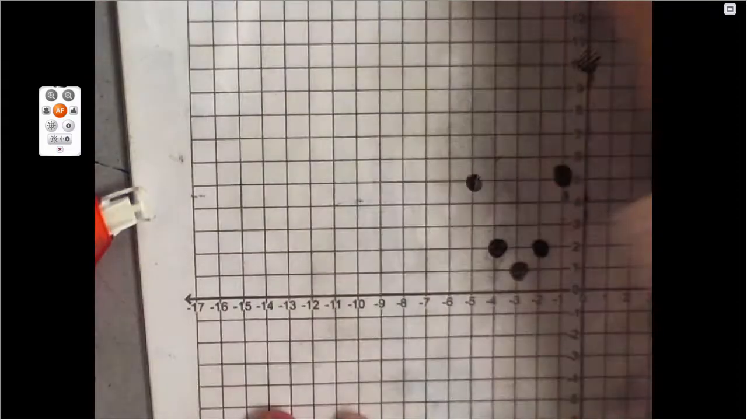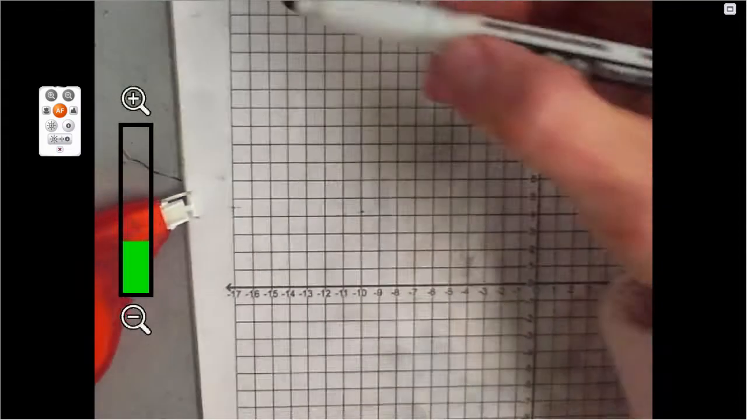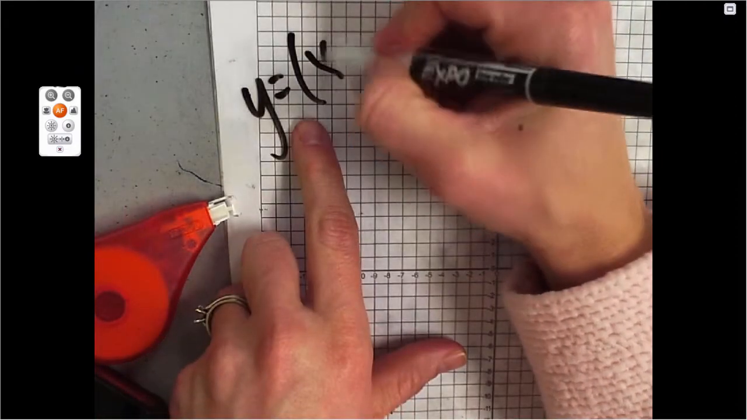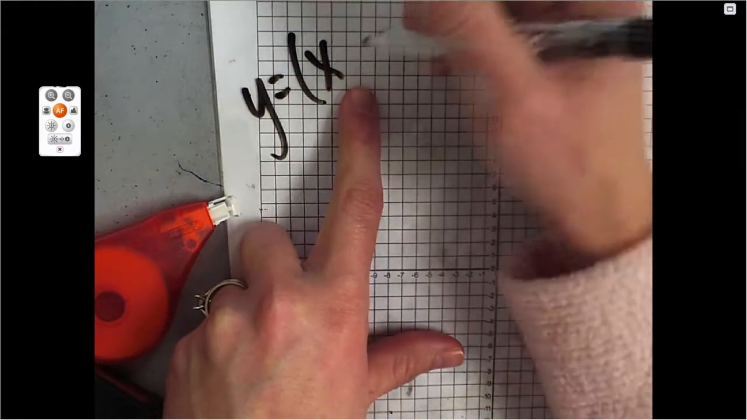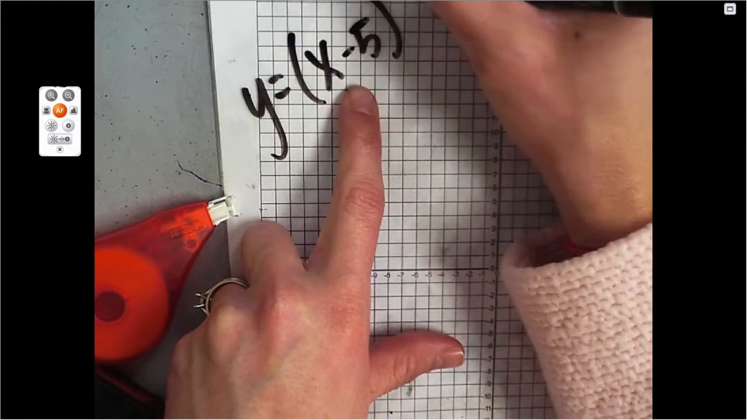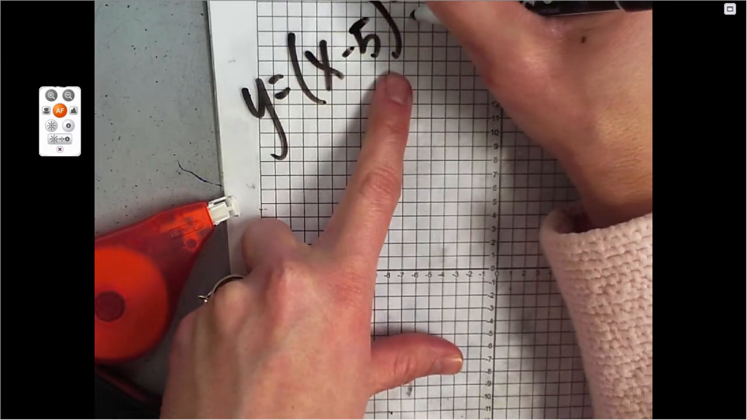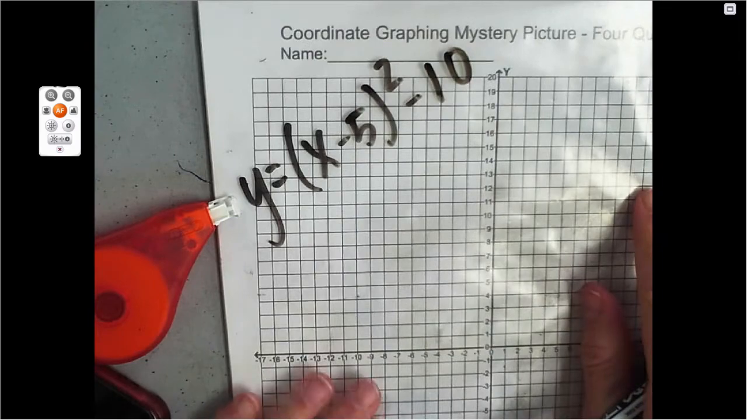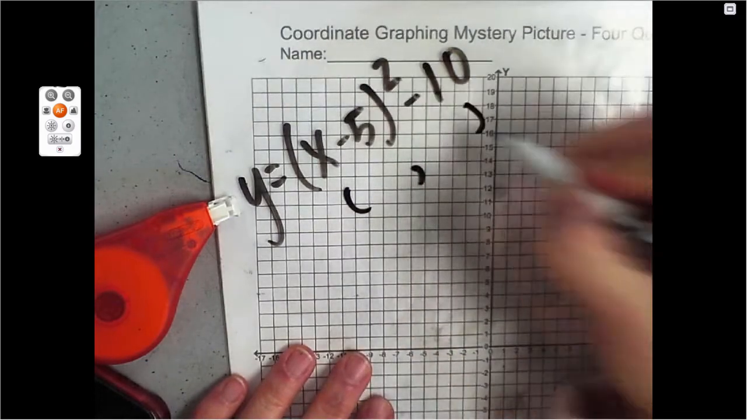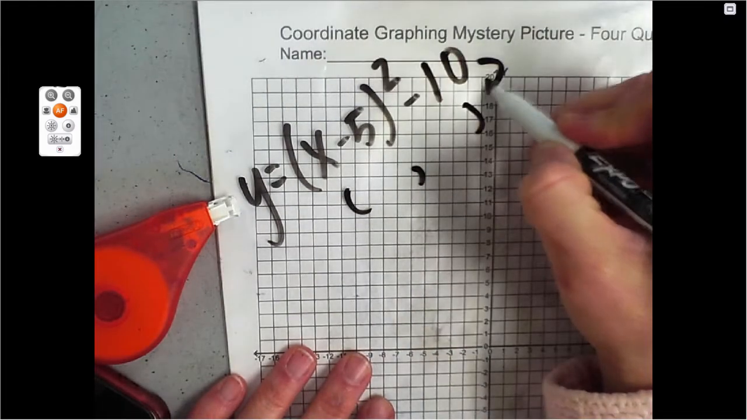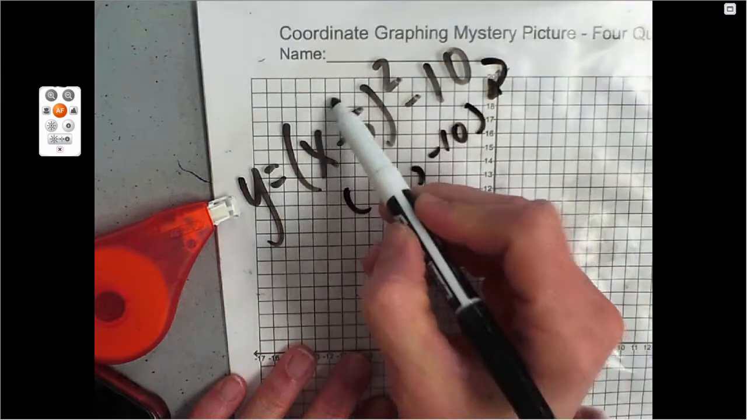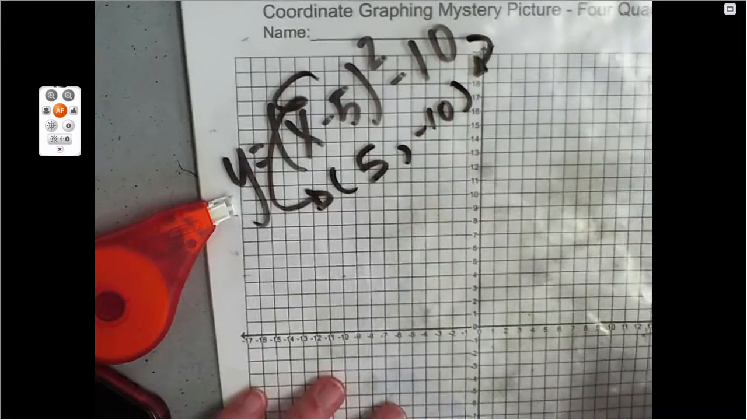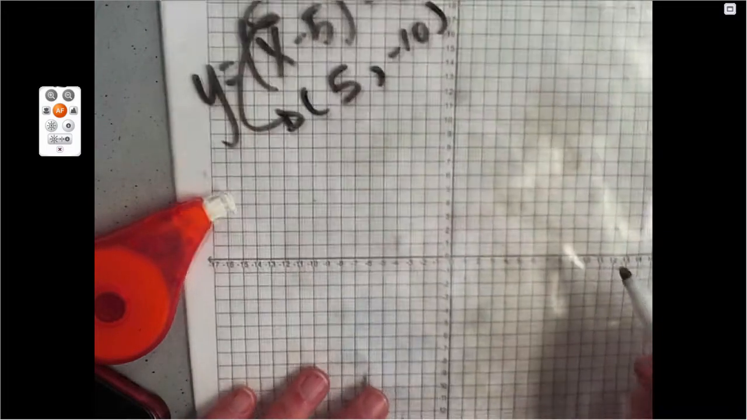Okay, erase. We're going to do a couple more together, and then I'll let you do some on your own. y equals (x minus 5) squared minus 10. First thing I need to do is write down the vertex. Negative 10. Instead of negative 5, I'm flipping that one, and it's 5. So that's the most important dot.